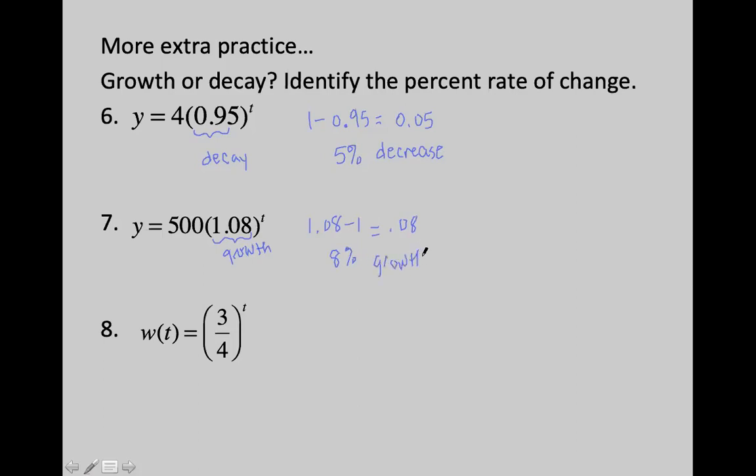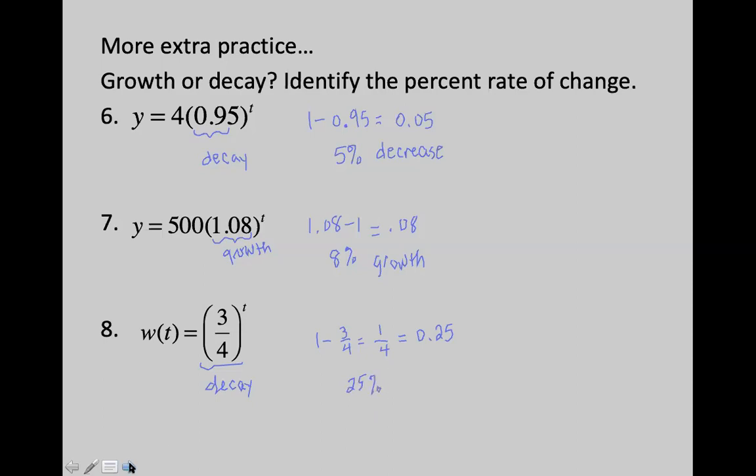All right. This next one, they wrote it in fraction form, but that's okay. 3/4 is still less than 1. We know it's decay, right? Because this is less than 1. So I'm going to subtract 3/4 from 1. That leaves me with 1/4. To write that as a decimal, I do 1 divided by 4, or most of you probably know, 1/4 of a dollar is 0.25 or 25 cents. So this is a decay factor of 25%.